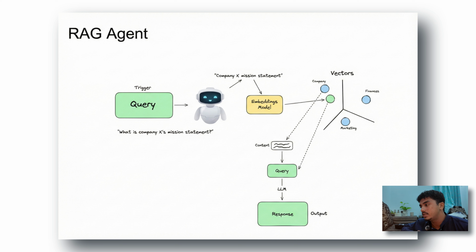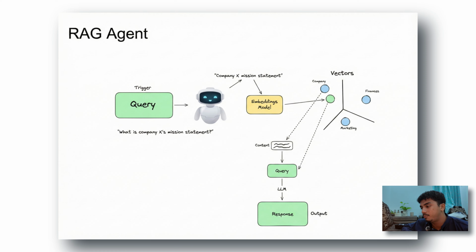The agent then takes the query and sends it off to the embeddings model to get embedded and turned into numbers. We run it through the same embedding model that we did earlier in the pipeline, so that everything is consistent and matches up. Once that query is embedded, it gets vectorized and placed in the vector database. As you can see right here, because we asked about company X's mission statement, it gets placed near the other vector that had to do with the company information.